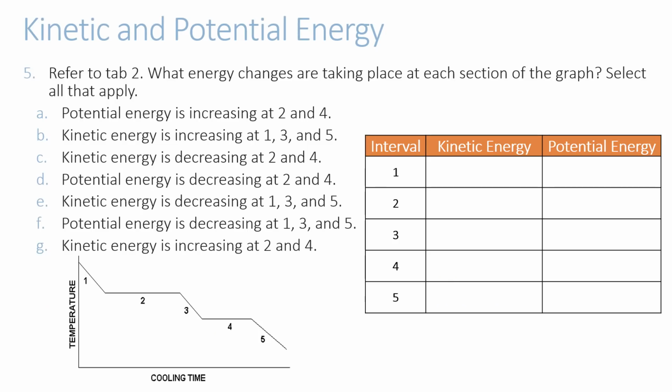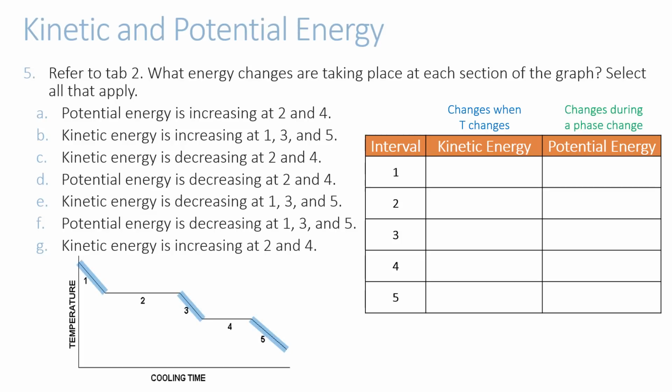Number 5 says to refer to tab 2, which is again the cooling curve. What energy changes are taking place at each segment of the graph? This is a select all that apply, so there's going to be more than one correct answer. You have to understand that kinetic energy is the energy of motion, and it depends on temperature. So kinetic energy is going to be changing anytime temperature is changing. So that's segments 1, 3, and 5.